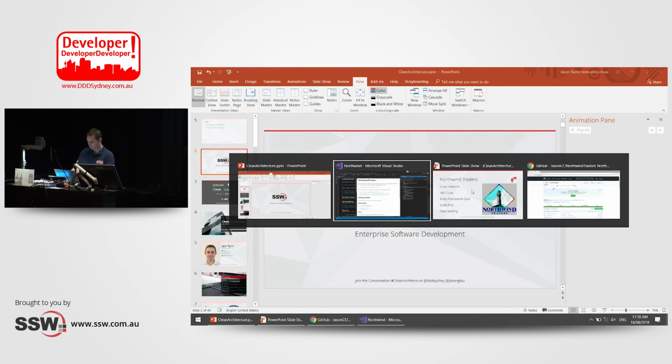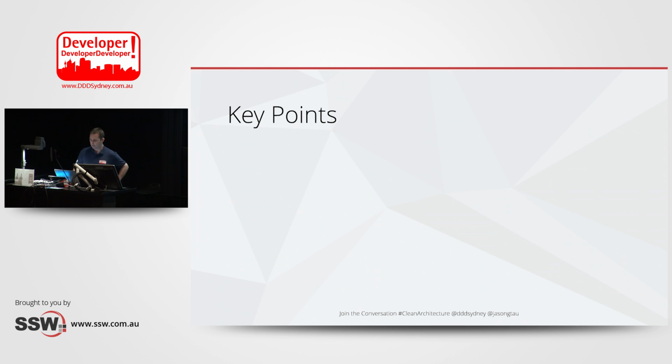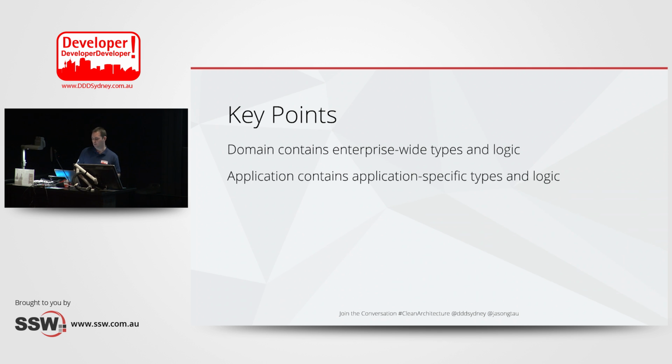All right, back to the slide. Okay, so key points of the architecture and design: the domain contains your enterprise-wide logic and types. So that's the logic that you can reuse across the enterprise. If you don't have an enterprise, you're just building a single application, there's probably not going to be too much, but we'll have a look at what it contains.